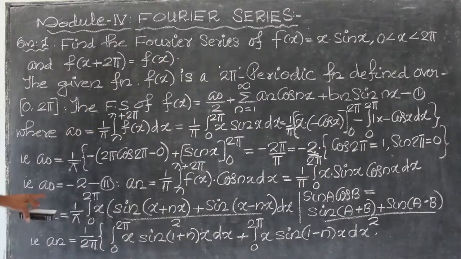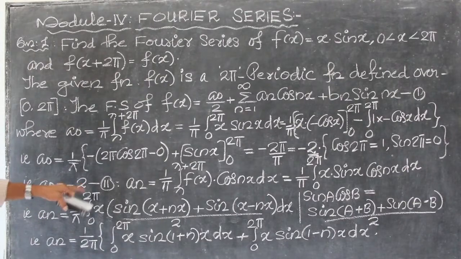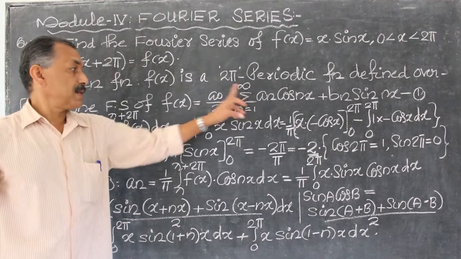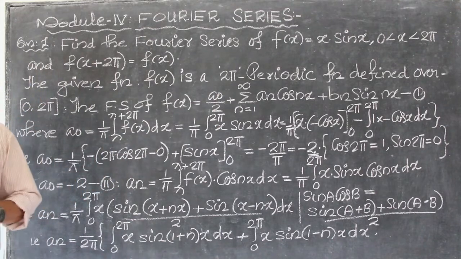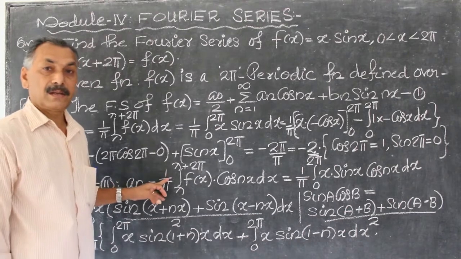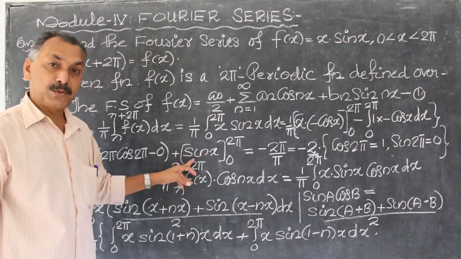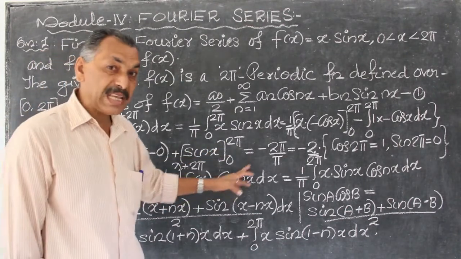That is a0 is equal to minus 2. In the Fourier series expansion, we have a0 is equal to minus 2. Then what is an? An is equal to 1 by pi integral lambda to lambda plus 2 pi f of x into cos nx dx.